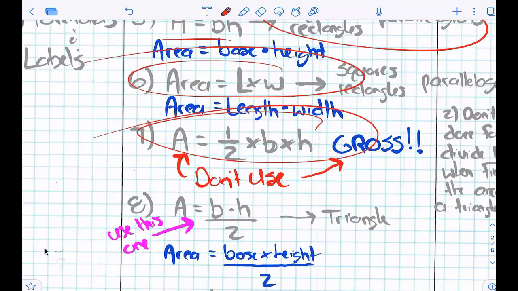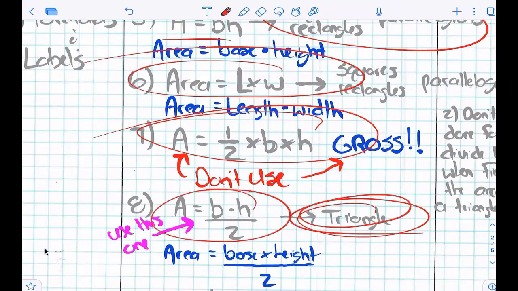So when we're trying to find the area of a triangle, we use what? Base times height divided by 2, because a triangle is half of a rectangle or half of a square, right? Okay, so we divide by 2.